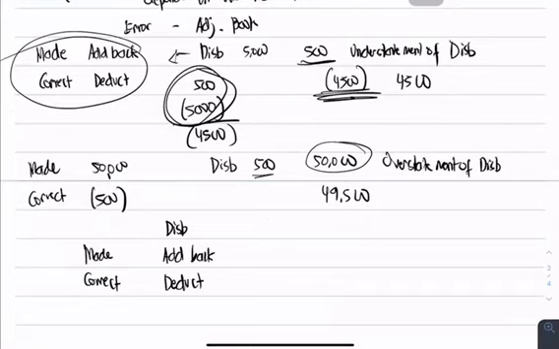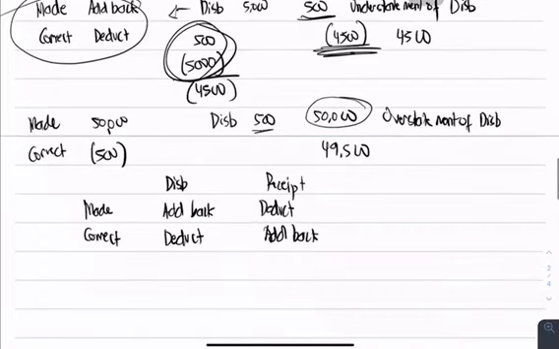How about if ever it is a receipt? Whatever was the receipt made, you deduct. And the correct one, you add back. Okay, example, receipts.